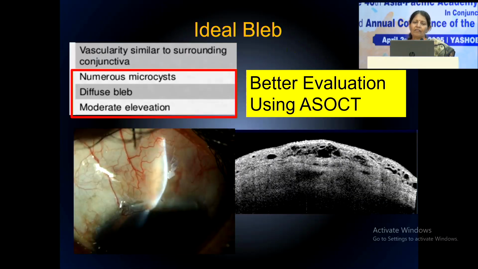An ideal bleb should have a vascularity similar to the surrounding conjunctiva. It should have numerous microcysts, a diffuse bleb, and moderate elevation of the bleb. These on slit lamp examination are shown here, but AS-OCT gives a better evaluation of all these features.